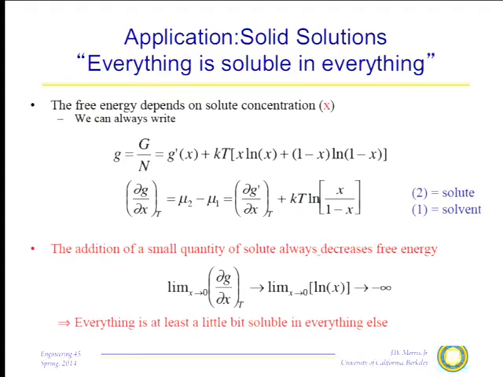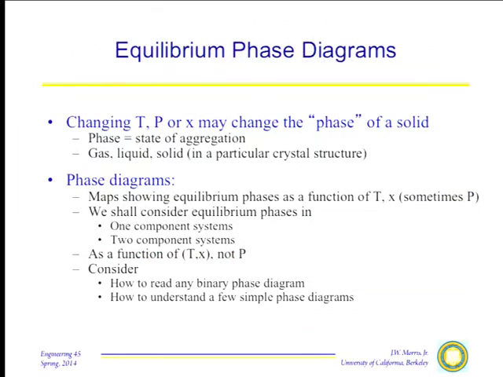So that tells me two things. Everything is at least a little bit soluble in everything else. And the limit of the change in free energy with respect to concentration, at finite temperature, as x goes to 0 is negative infinity. For equilibrium phase diagrams, I'll come back to use that in just a moment.